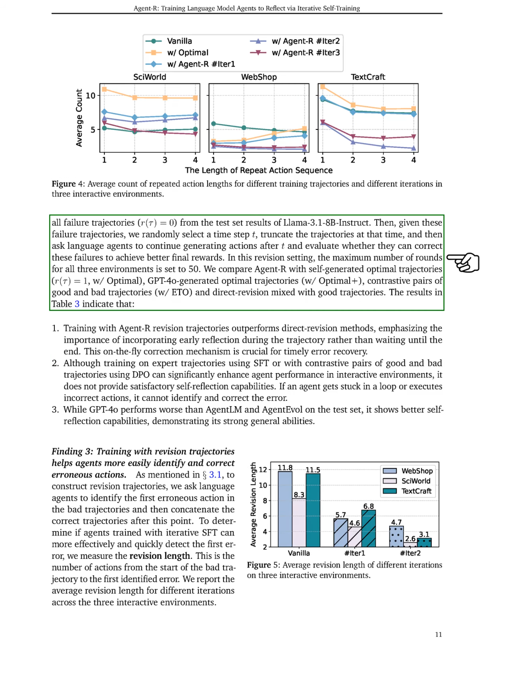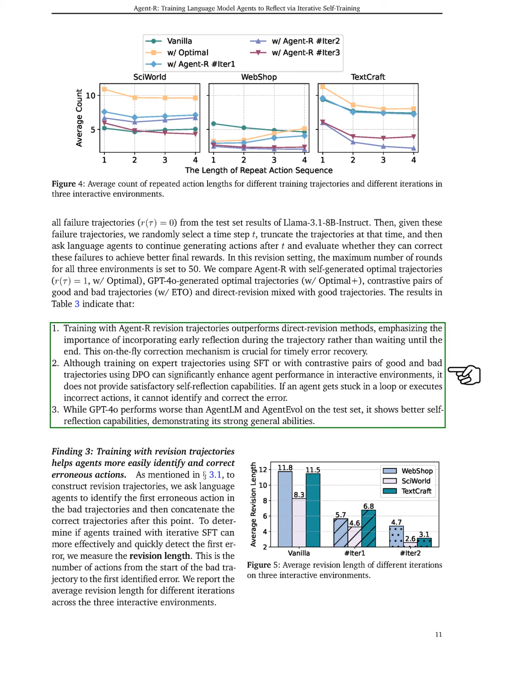We analyze failure trajectories from the test set of LLAMA 3.1 8B Instruct and evaluate whether agents can correct these failures after truncating the trajectories. Our findings reveal that training with Agent R revision trajectories outperforms direct revision methods, emphasizing the need for early reflection during the trajectory. While training on expert trajectories can enhance performance, it lacks adequate self-reflection capabilities, which are crucial for timely error correction. Although GPT-4o shows better self-reflection than some other models, it still performs worse than AgentLM and AgentEvol on the test set.